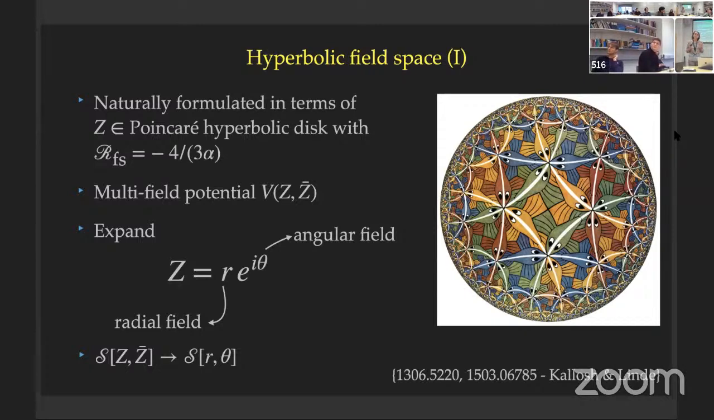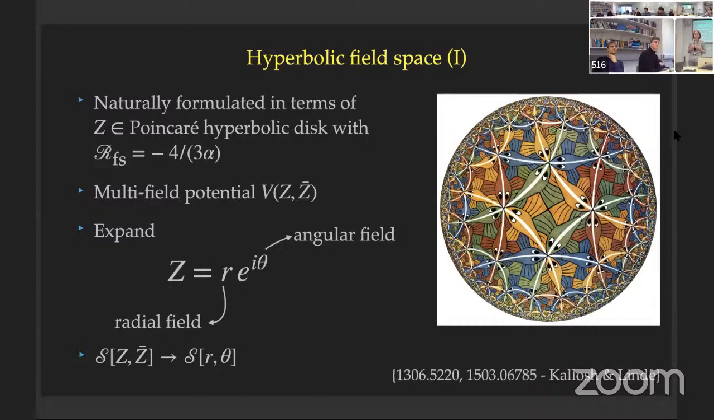So what I think the take-home message from here is that the fields are living on a space. The fields are the coordinates on this space, and this space is not flat. It has a curvature that is set by alpha. Okay. And this curvature is negative. Okay, this is another point that we will see playing a role later on.